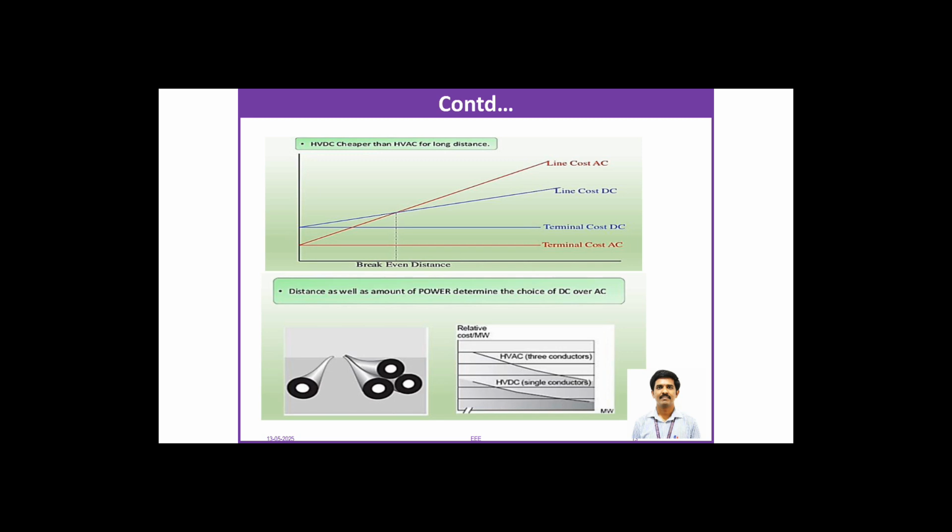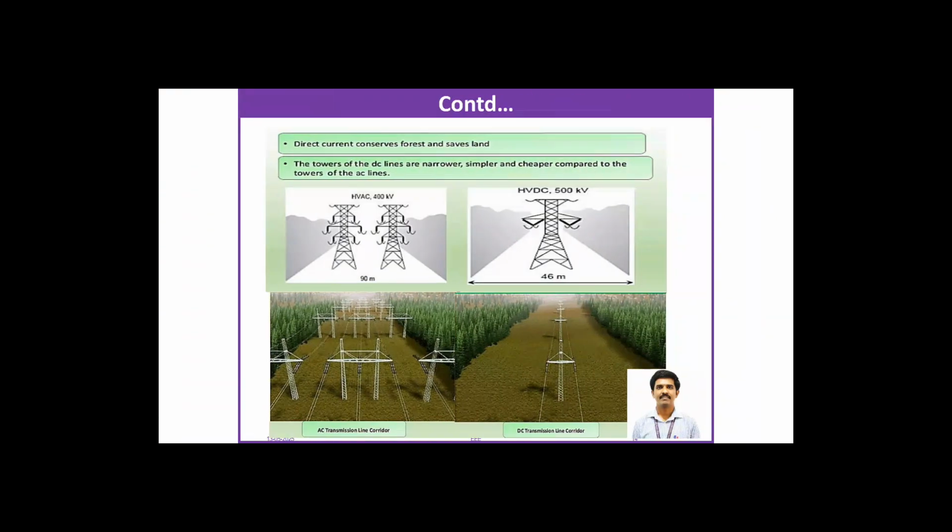By comparing the size of the conductor, we need 3 conductors for HVAC transmission, and we need only a single conductor for HVDC transmission, which means the requirement of copper, the requirement of the conductor, is less compared to HVAC. Direct current conserves the forest and also saves the land.